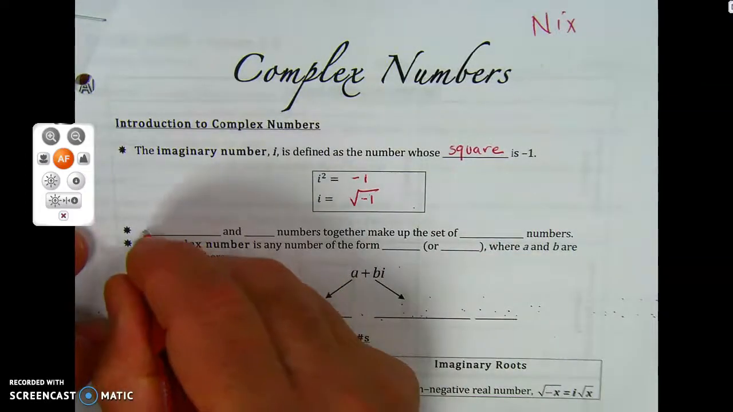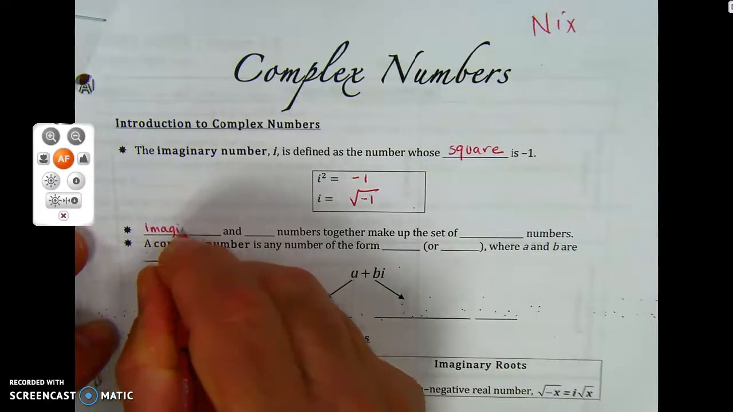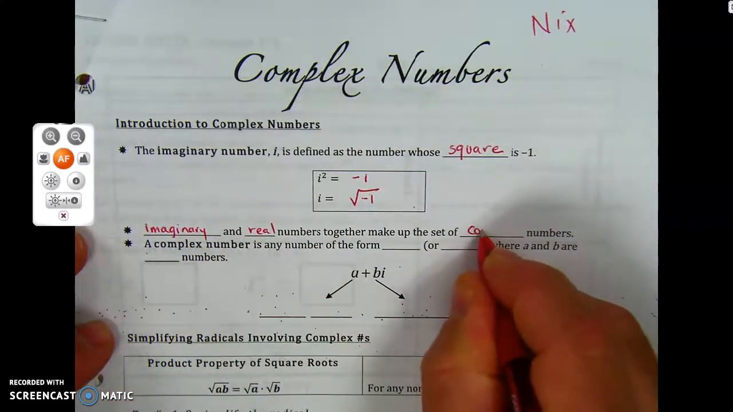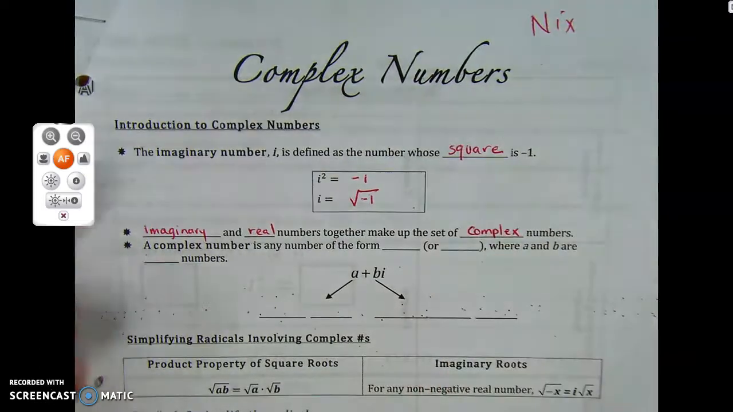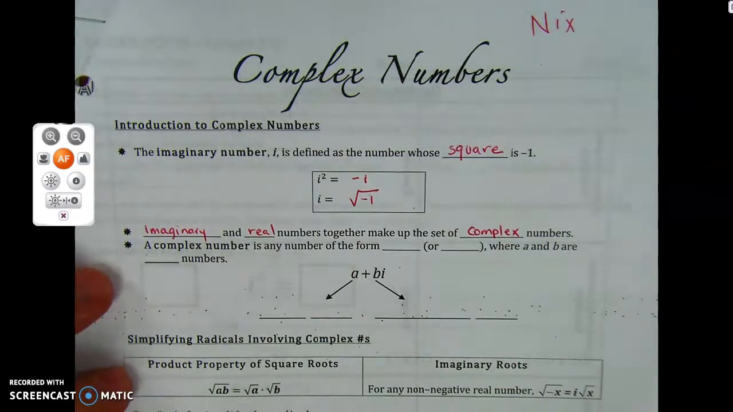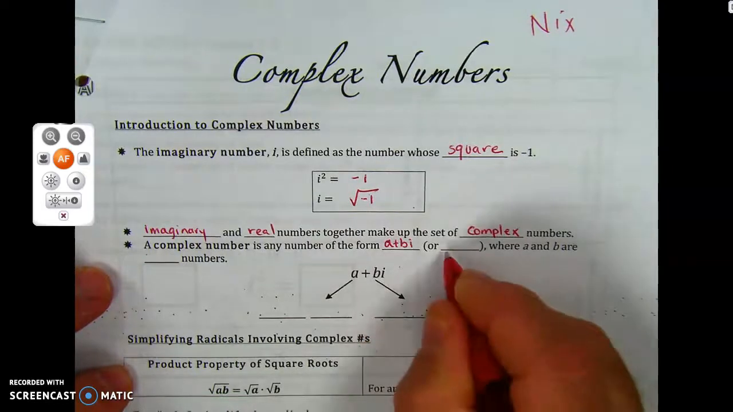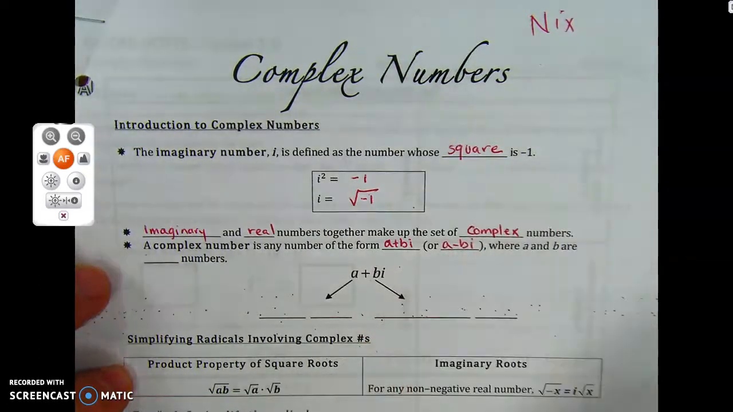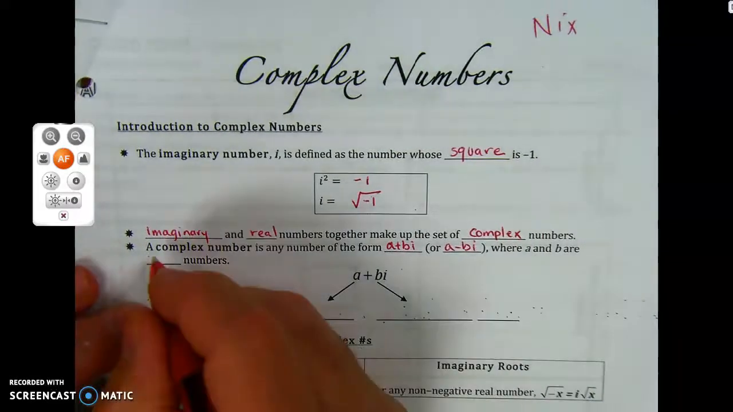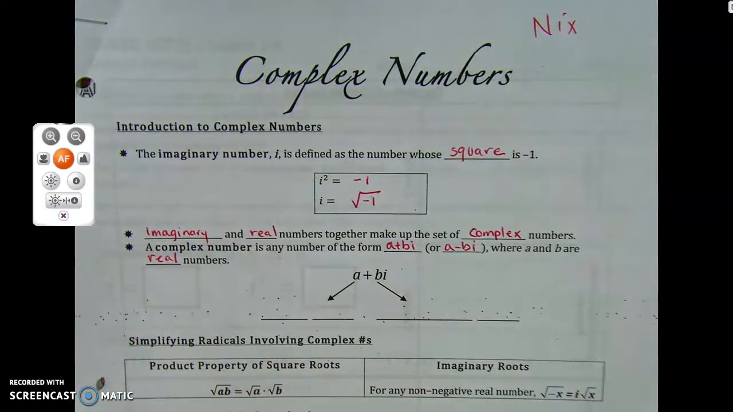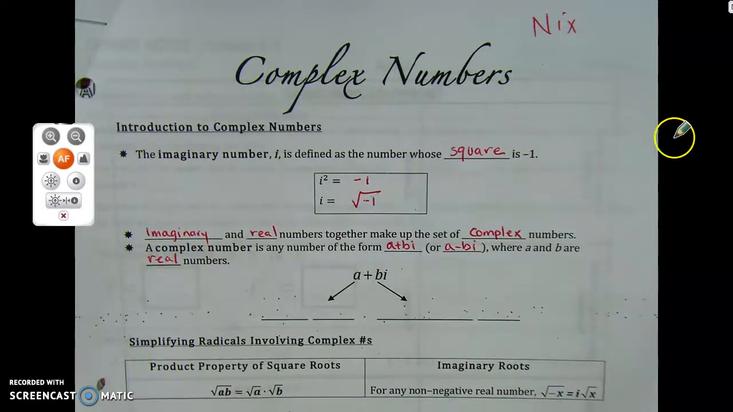So imaginary numbers can be combined with real numbers to make complex numbers, okay? A complex number is any number in the form a plus bi or a minus bi, where i is imaginary. a and b are both, as you know, real numbers. All right. Pause for a second.